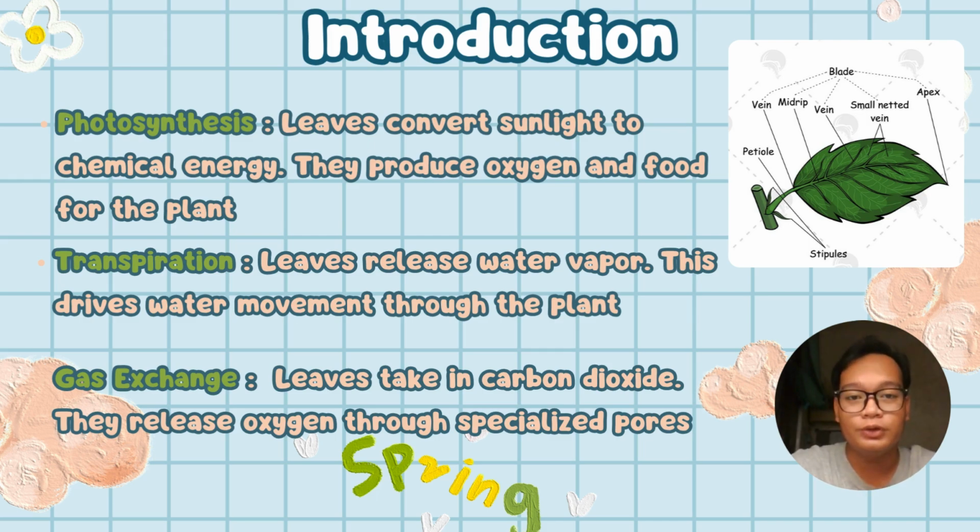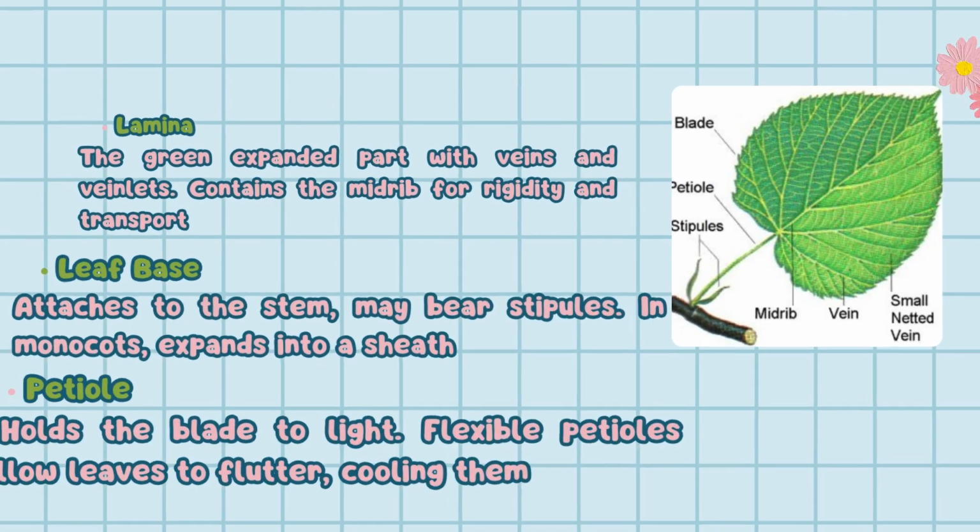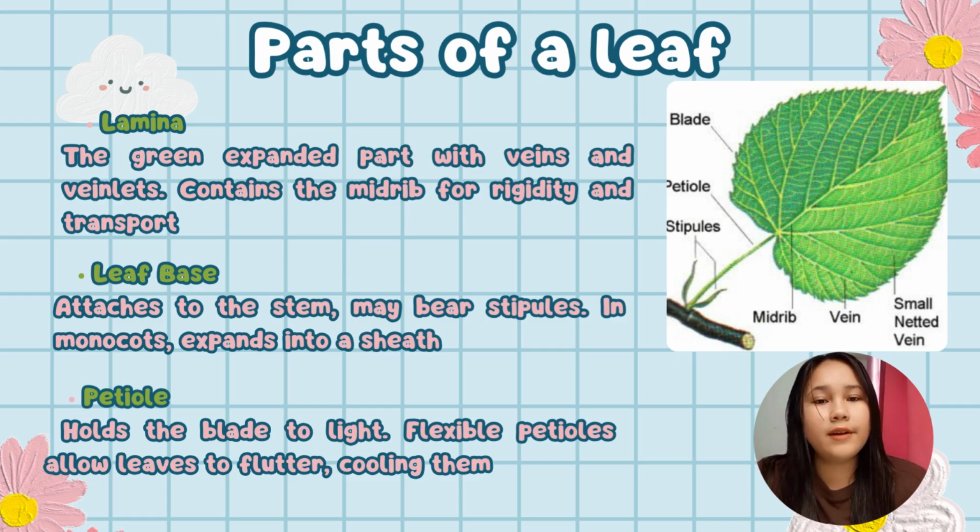Today, I'm going to introduce photosynthesis, transpiration, and gas exchange. For photosynthesis, leaves convert sunlight to chemical energy. They produce oxygen and food for the plant. For transpiration, leaves release water vapor. This drives water movement through the plant. In gas exchange, leaves take in carbon dioxide. They release oxygen through specialized pores.